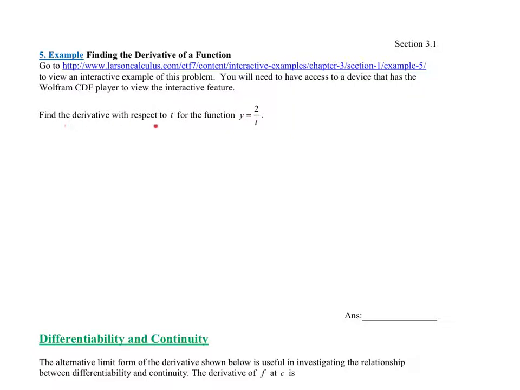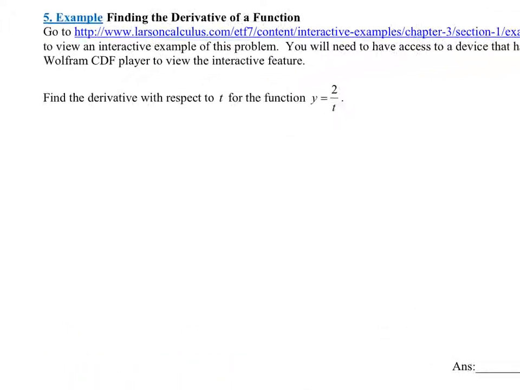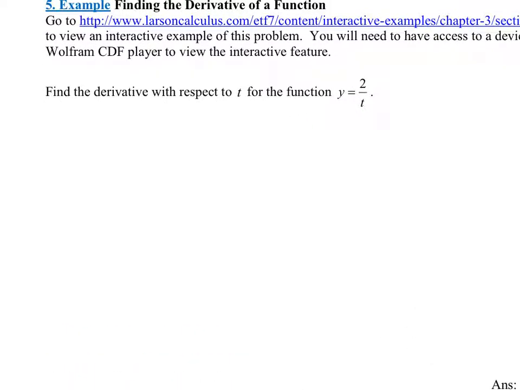It says find the derivative with respect to t for the function y equals 2 over t. So this is going to look something like we did before. I'm going to go ahead and write the hint, but again, this is a really important problem. I'd star this problem because something like this and/or the previous problem with the square root of x most certainly will be on your test. When you do this, you must use the definition of derivative.